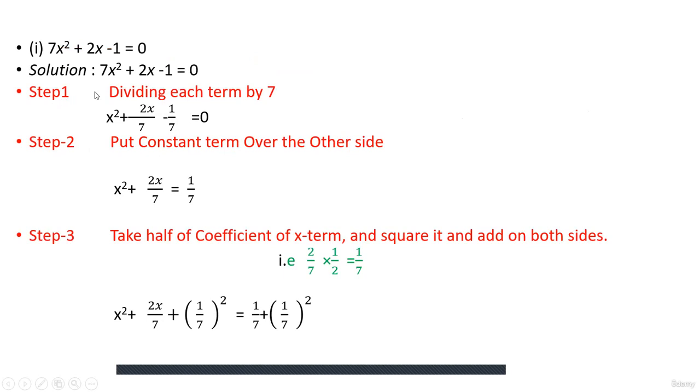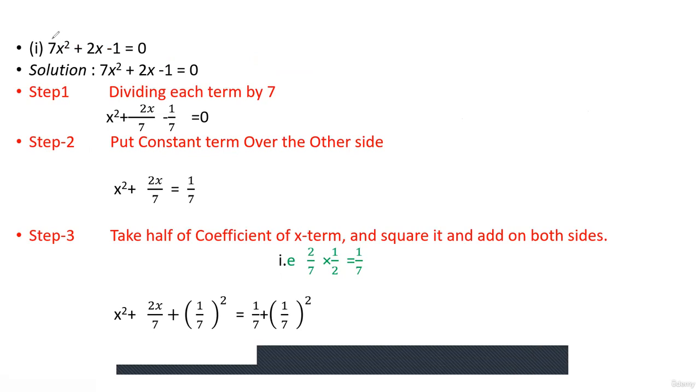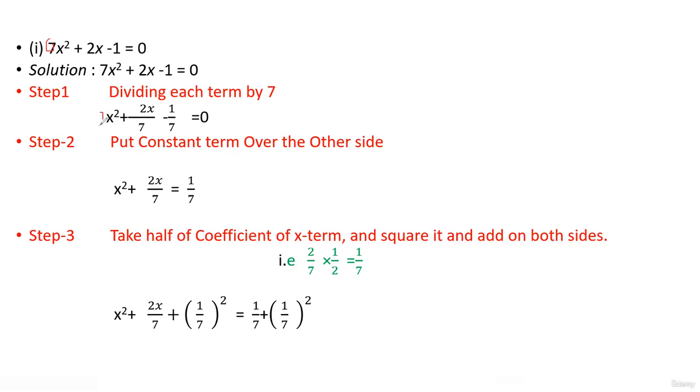The first step is to divide by the coefficient of x squared. Here the coefficient of x squared is 7, so you must divide the whole equation by 7. When 7x squared is divided by 7, the 7 cancels out, so you get x squared, and plus 2 upon 7 x, the 7 will not cancel out. Then minus 1 upon 7 will remain, and when you divide 0 by 7, your answer will be 0.